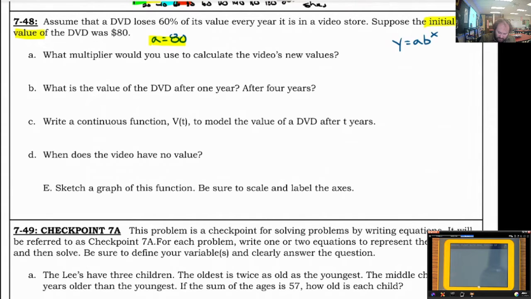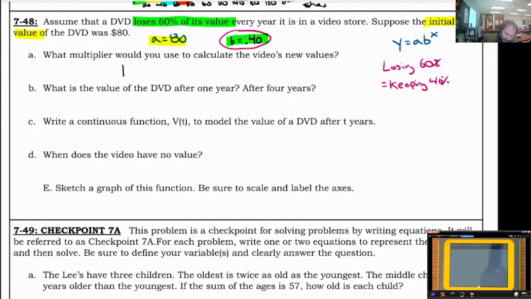The losing 60% each year is going to be a little trickier because b is the multiplier. It's tempting to put 0.6 here because you're losing 60%, but we really have to think about this. If you're losing 60%, this means you're keeping 40%. And so what we're really going to do here is use 0.4 for b, because 40% is the remaining value. So we actually just answered question A. What multiplier would you use to calculate the DVD's new value? What you want to do is 1 minus r, which in this case is 1 minus 0.6, which is where I got 0.4 from. That's where the b is. If you're losing 60%, you're keeping 40%.